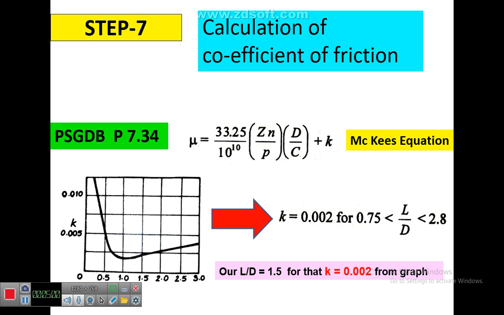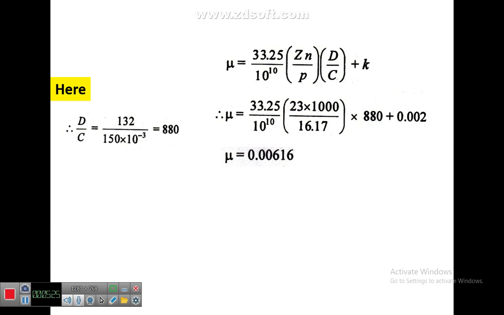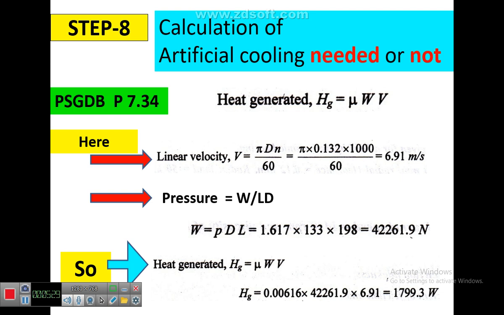So that is available in page number 7.34. Here we can take a k value from the graph, that is also available in the same page, that is going to be 0.002 for 0.75 less than L by D less than 2.8. So here we are taking 0.002 as small k, and substitute this in the mu formula, you can get it as 0.00616.